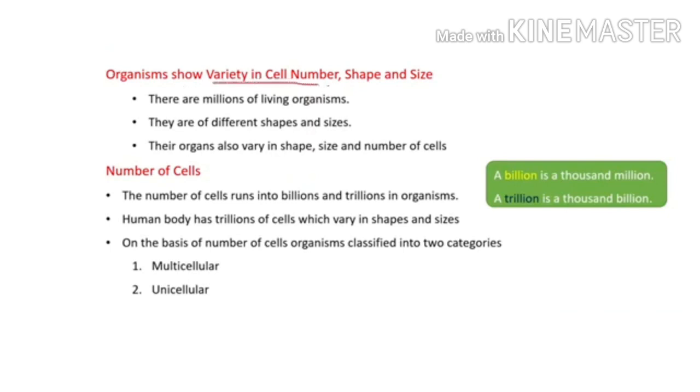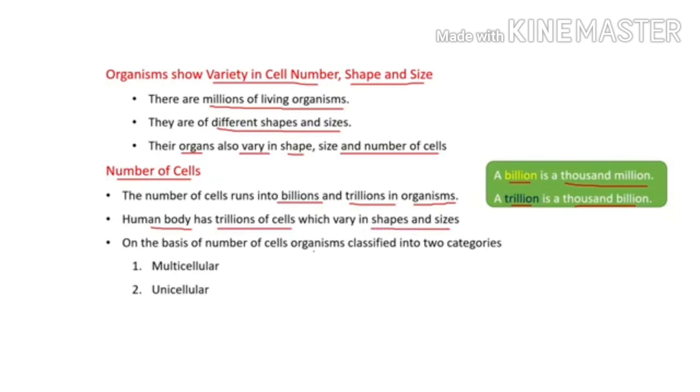Organisms show variety in cell number, shape and size. There are millions of living organisms which are of different shapes and sizes. Their organs also vary in shape, size and number of cells. The number of cells runs into billions and trillions in organisms. Like human body has trillions of cells varying in shapes and sizes. And you know, a billion is 1,000 million and a trillion is 1,000 billion, right?